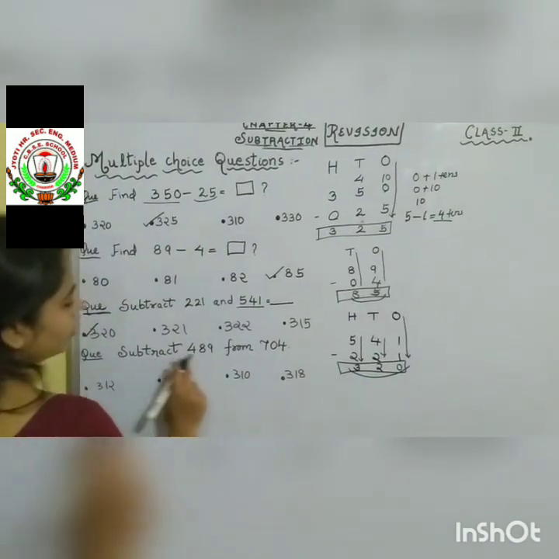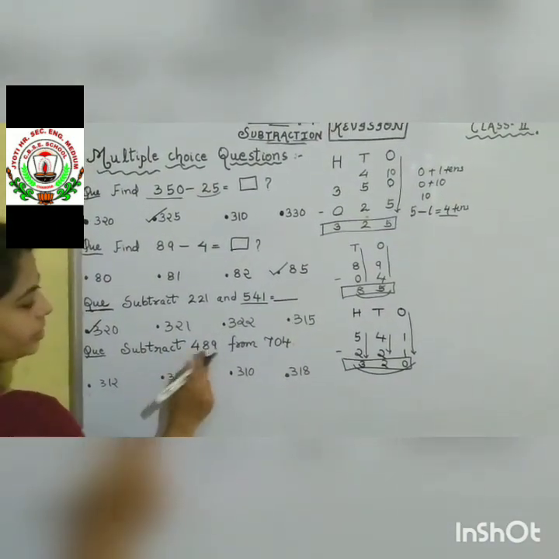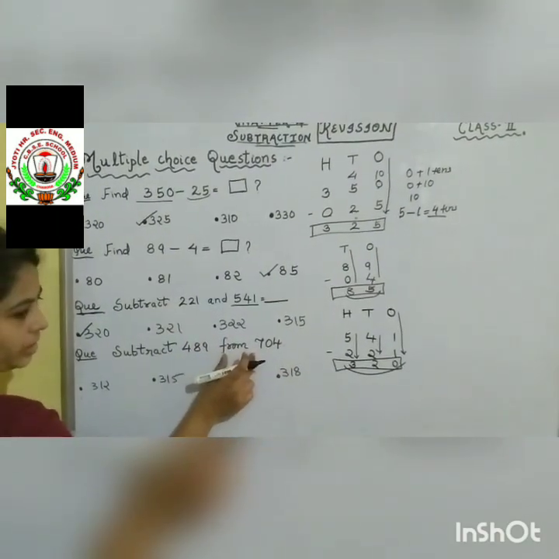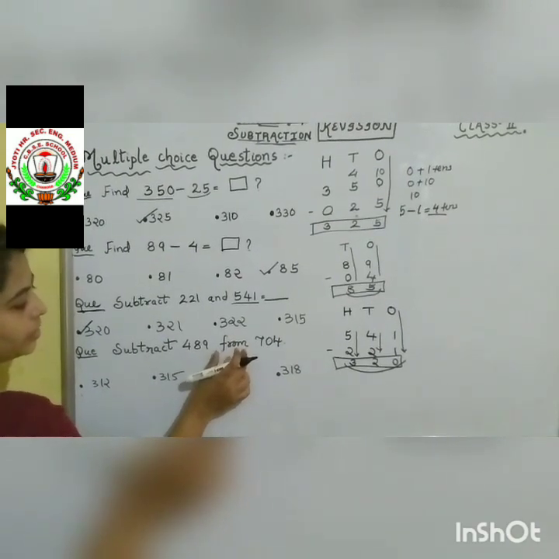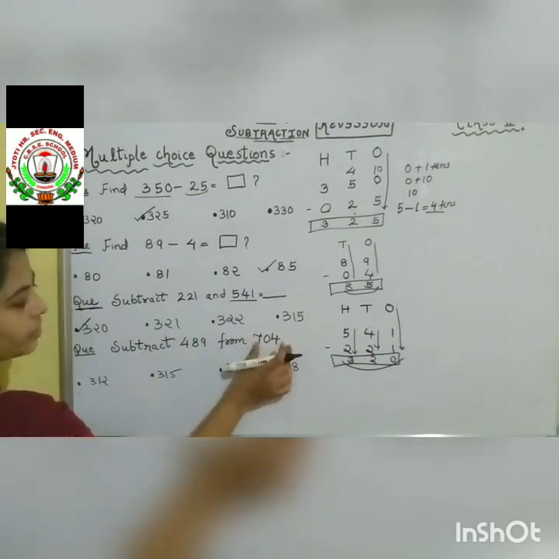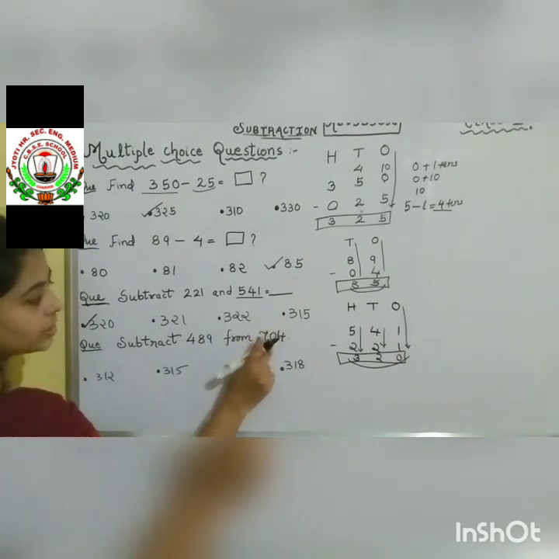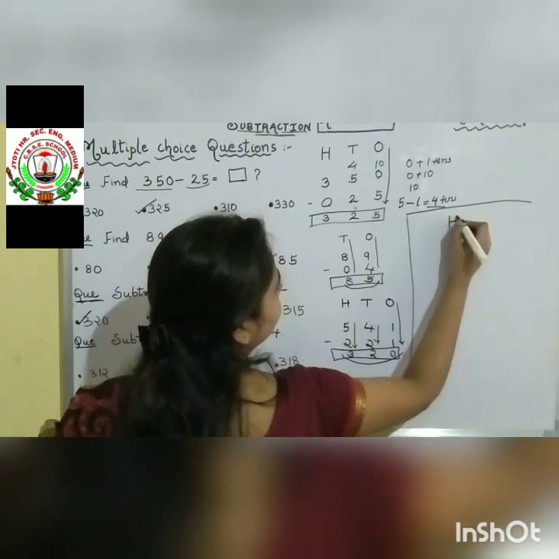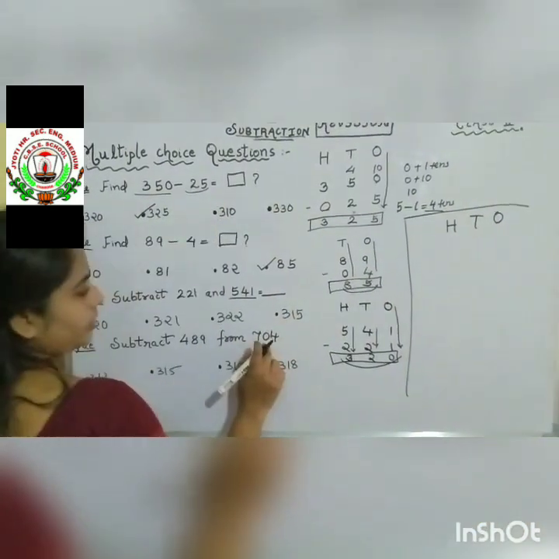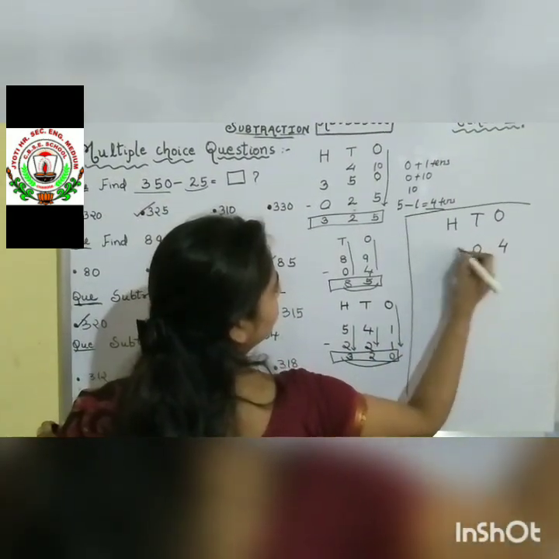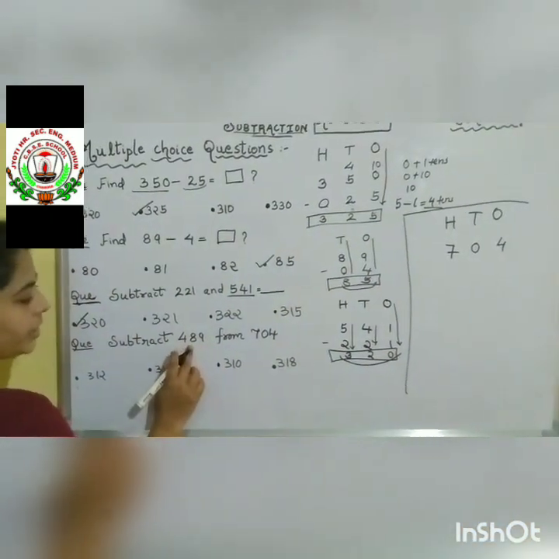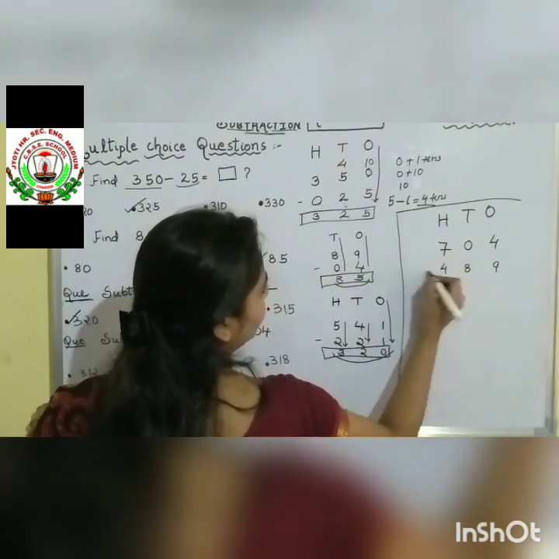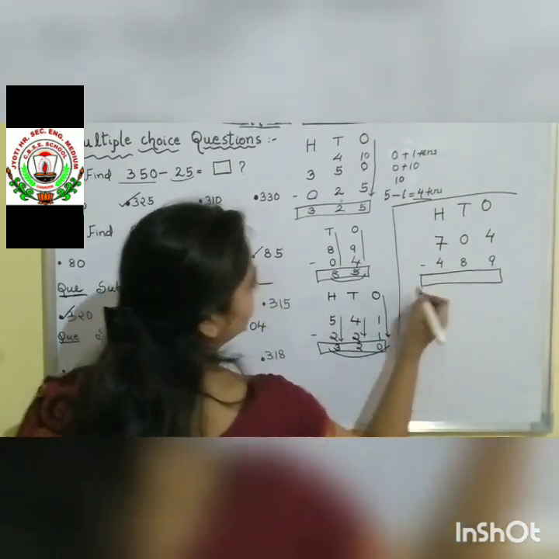Now in the same way, let us do the next question. Subtract 489 from 704. So children, see, the word "from" is already there. So what you have to do is, the number after "from" is 704. So this number will be written down first. Okay, written. Then we are having the second number, 489.